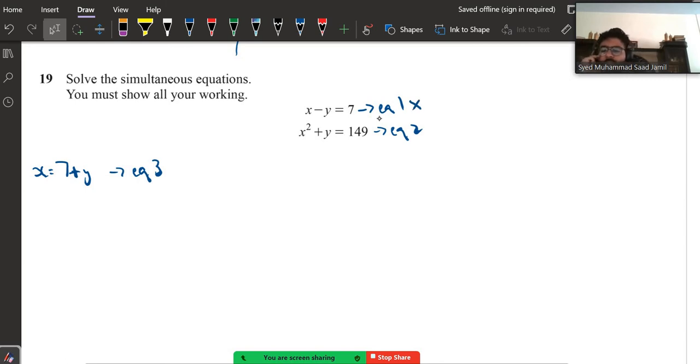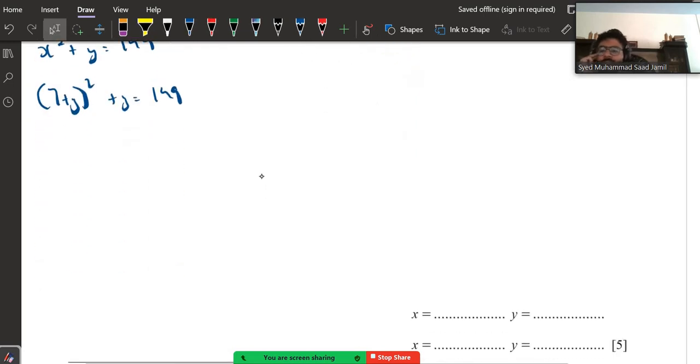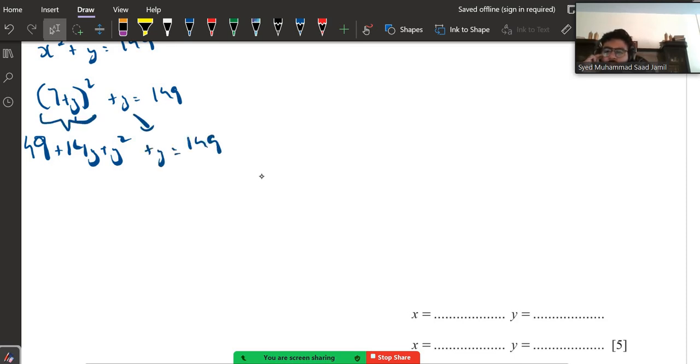Plug equation 3 into equation 2. Equation 2 is x square plus y is equal to 149. In place of x, write 7 plus y whole square plus y is equal to 149. 7 plus y whole square is an identity, a plus b whole square. So this is going to be 49 plus 14y plus y square. Alright, we have opened the identity, and then this plus y is equal to 149.